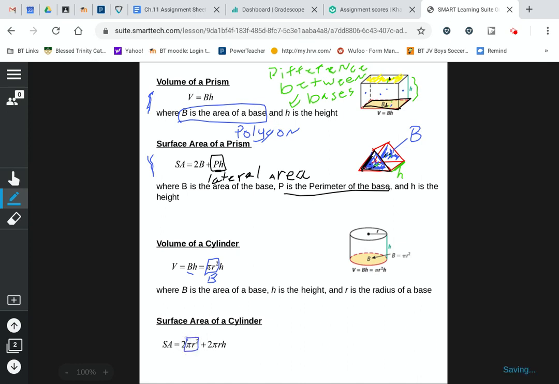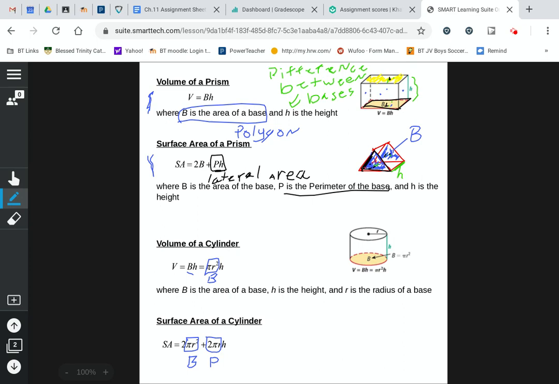I'm going to go back down here. There's B. And then 2 pi r, guys, well, if you guessed that right there, that's my perimeter, which we also call circumference. So there's my pH. So the formulas are the same for both cylinders and prisms. It's just that with cylinders, because we're dealing with a circle, we use pi r squared and 2 pi r for perimeters and stuff. But again, the formulas still hold, okay?